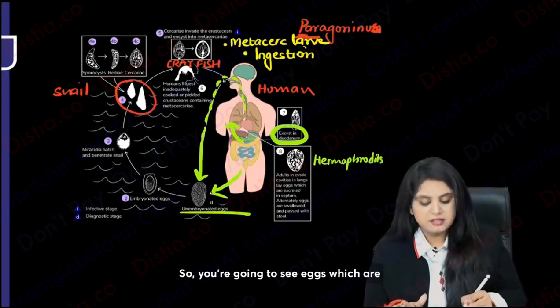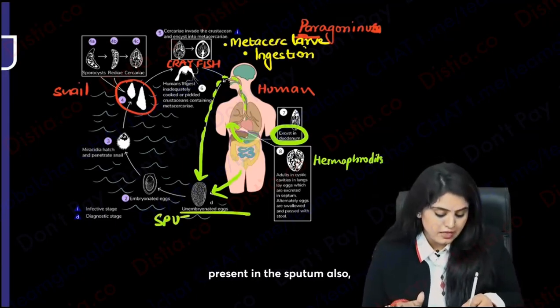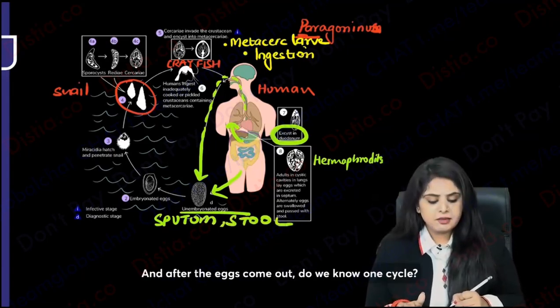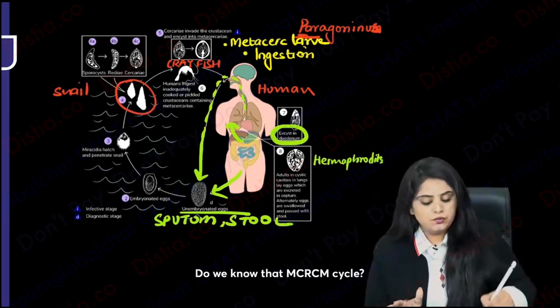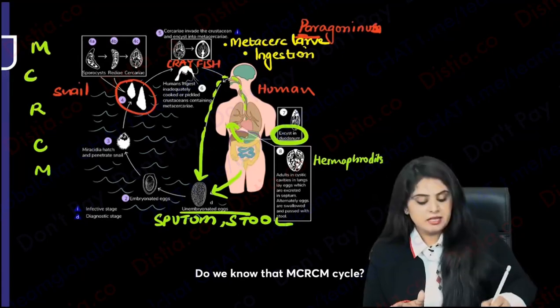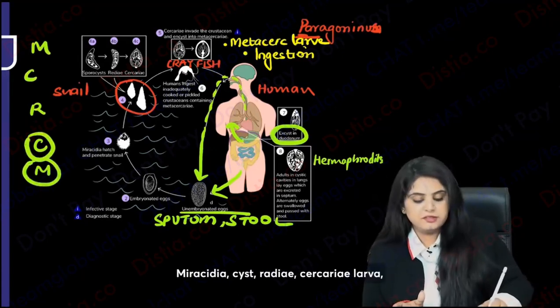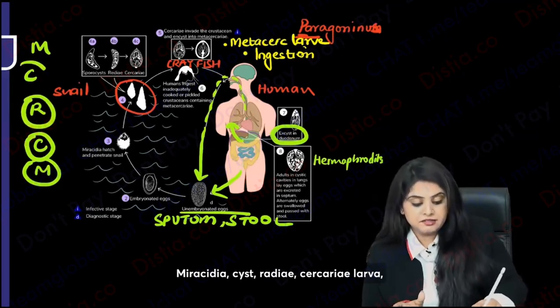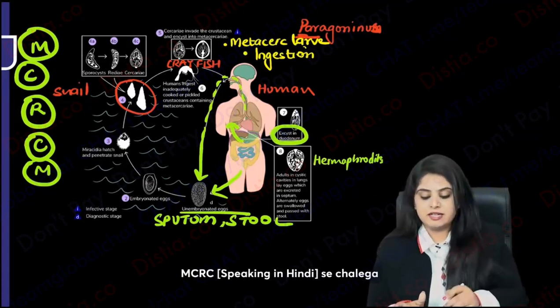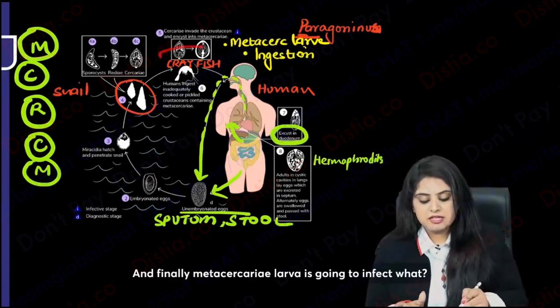So you're going to see eggs which are present in the sputum also, and you're going to see eggs which are present in the stool as well. And after the eggs come out, do we know that cycle? MCRCM cycle? Miracidia, cyst, redia, cercaria larva, metacercaria larva. Same thing, MCRC chalega, and finally metacercaria larva is going to infect what?